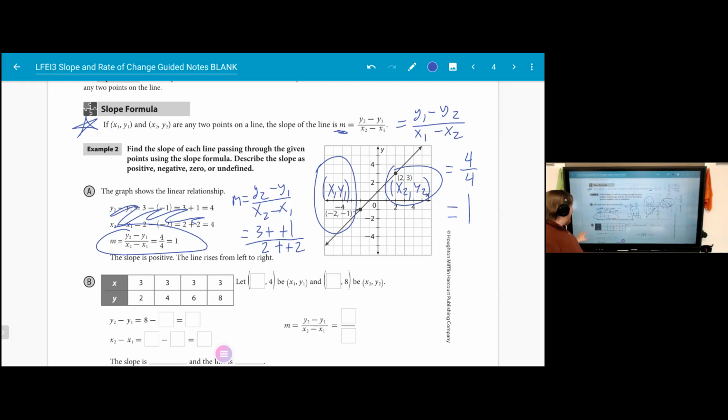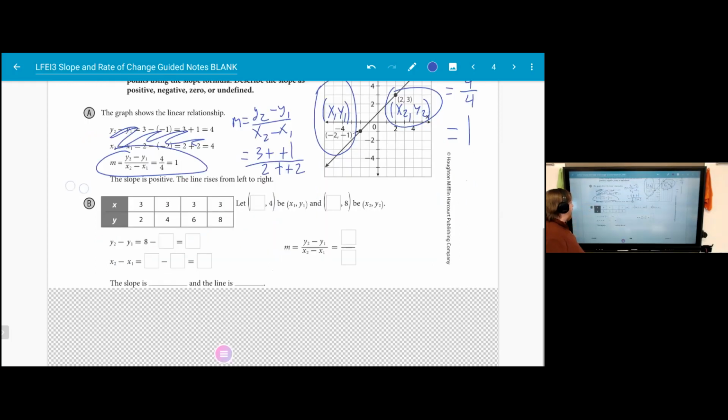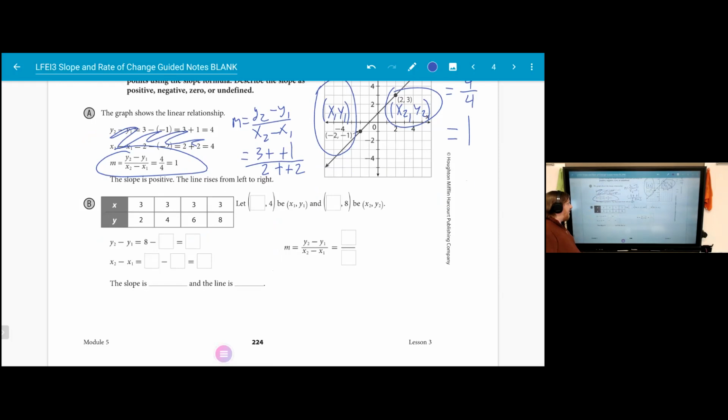Well, Mr. Brayman, what if you don't have a graph? If you don't have a graph, well, that's okay. We've got a table of values for this function. We've got this table: (3, 2), (3, 4), (3, 6), (3, 8). It doesn't matter which one you pick to be x1, y1, and x2, y2. I'm going to make this right here my first point, x1, y1. And just for fun, I'm going to pick this one as x2, y2.